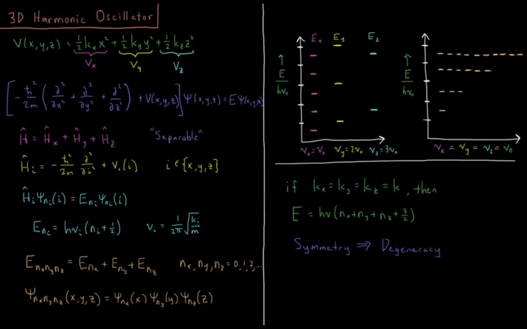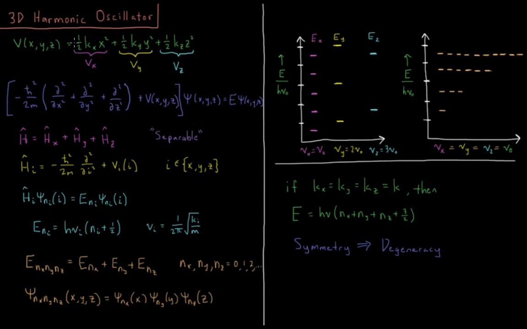This video will discuss the energy levels and wave functions of the three-dimensional harmonic oscillator. So for the 3D harmonic oscillator, what we need to do is solve the Schrodinger equation just as we did in one dimension. To do that, first we need to specify what our potential energy function is. That'll be V of x, y, and z.